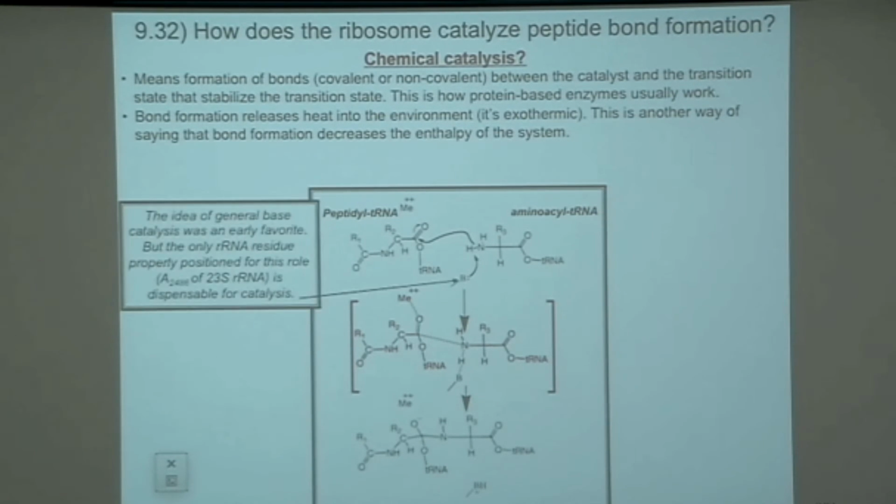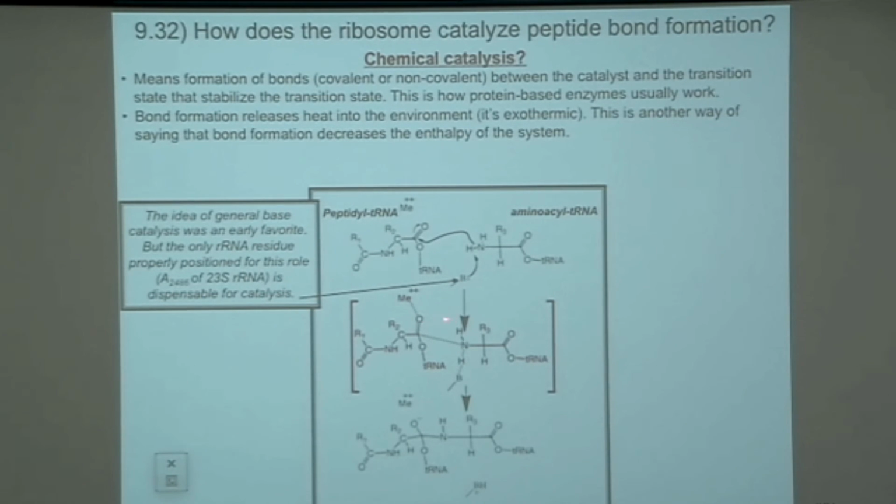But the problem with that is that when we look in the active site, we don't really see any residues that are properly positioned to act as general base catalysts. The only exception is adenosine 2486 of 23S ribosomal RNA, which is almost positioned correctly to serve this role. But when they mutated A2486, there was no change in the catalytic properties of the ribosome. So that seems to rule out the idea of general base catalysis.